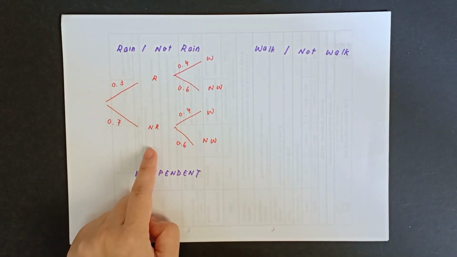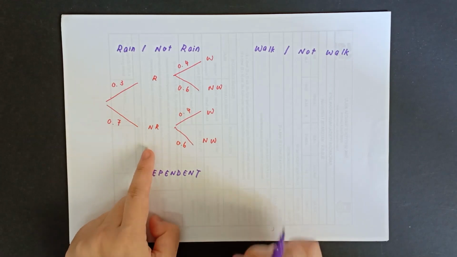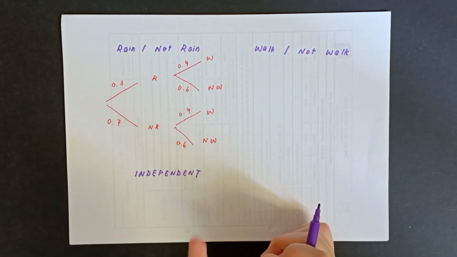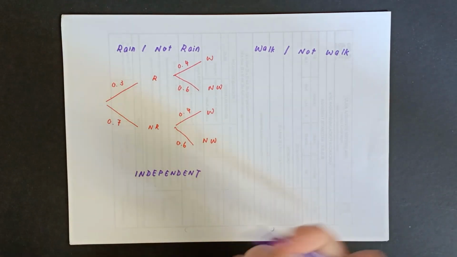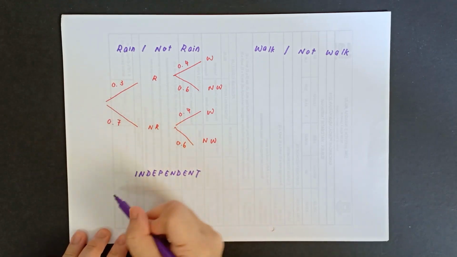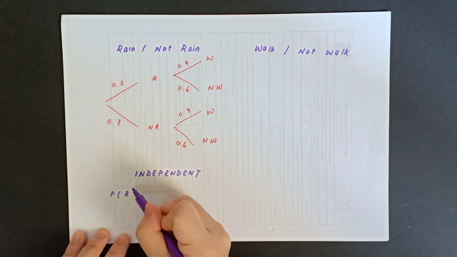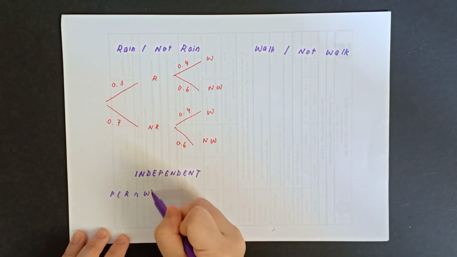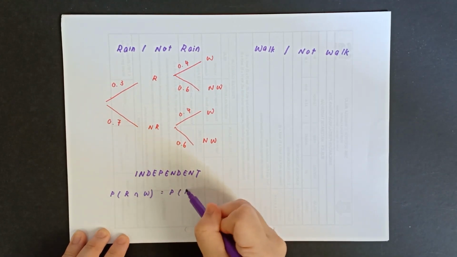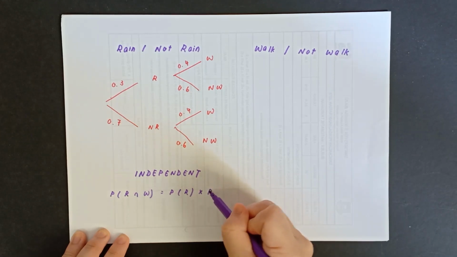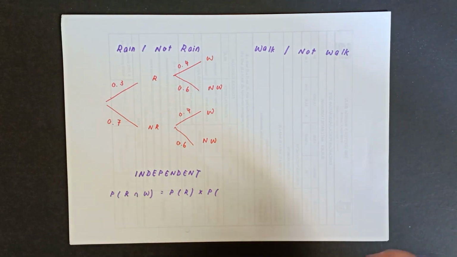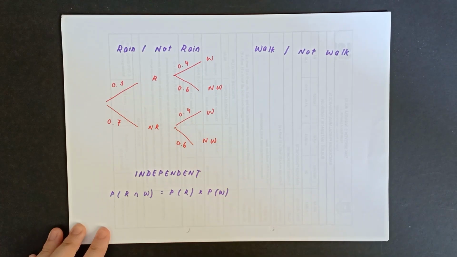The probability for me to not walk to school is 0.6. It's going to be the same. So that's why you will continue with the probability that it rains and I walk to school, which will be exactly equal to the probability for it to rain and for me to walk to school.